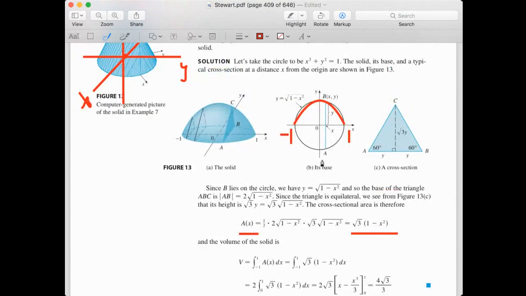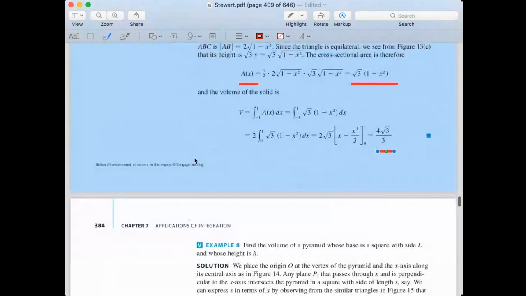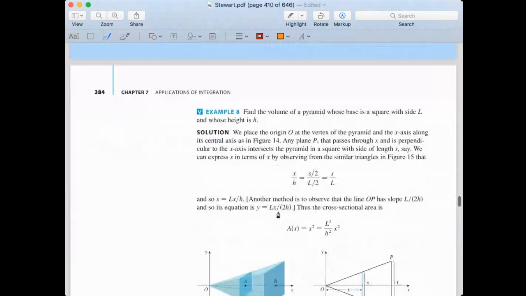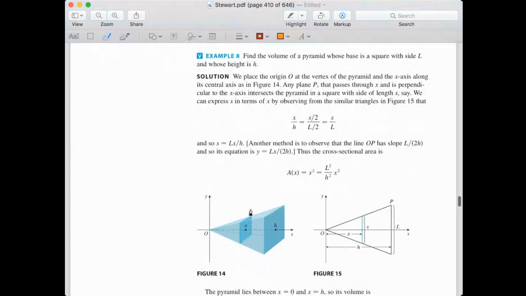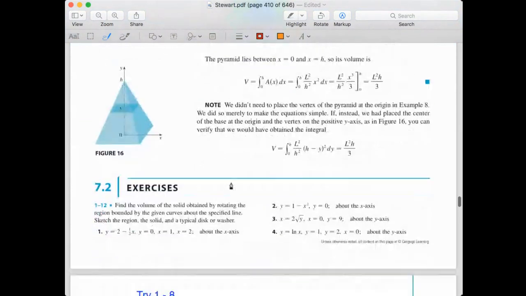So this has nothing to do with washers. This is not a washer kind. I don't know why they put this example here. But anyway, let's see example 8. Example 8: find the volume of a pyramid whose base is a square with side L and whose height is h. Okay, I think we're good with finding stuff like this. I'm going to skip this one.